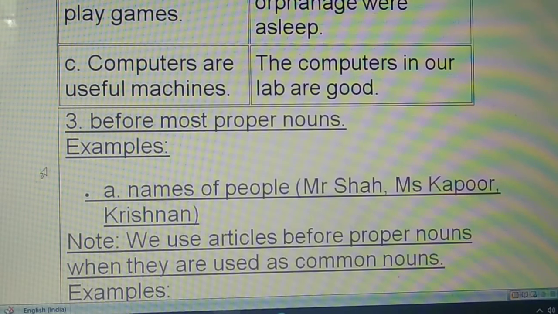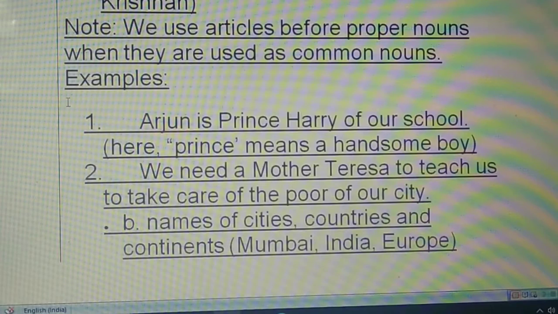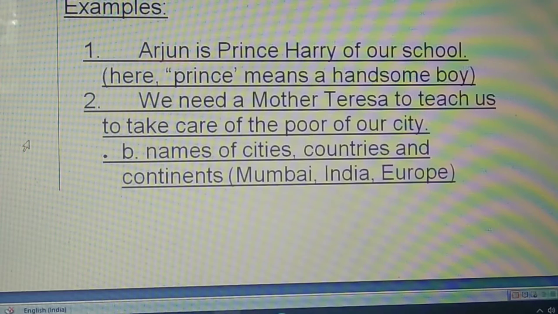Names of people, Mr. Shah, Mrs. Kapoor, Krishnan. We use articles before proper nouns when they are used as common nouns. Arjun is the Prince Harry of our school. Prince here means handsome. We need our Mother Teresa to teach us. That means to take care of the poor.